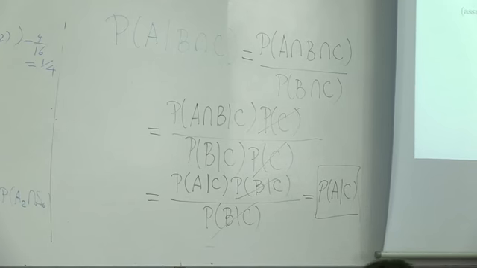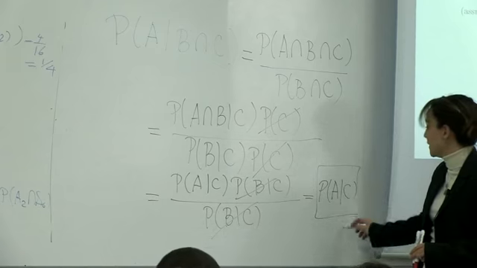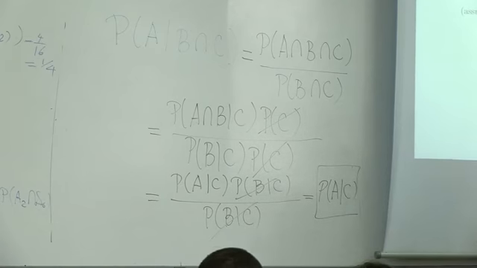So if A and B are independent conditioned on C, then if you are further given B, this does not add any information. Because if you're given C, A and B are independent, they do not carry any information about each other. But things can change if you drop C from the conditioning. And let's give examples on that in the next hour.